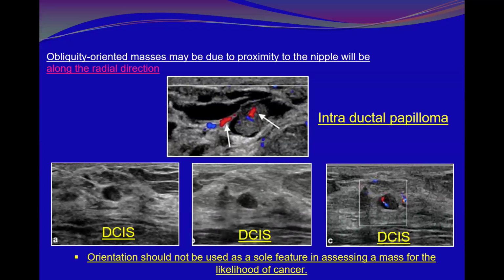Is that clear? This is a DCIS. It is obliquely oriented toward the nipple. This is the nipple-areolar complex. It is oblique, but it is indistinct, and there is internal vascularity, and it was proven to be a DCIS. I'm not going to call this a parallel lesion. Is that clear? Yes, clear.